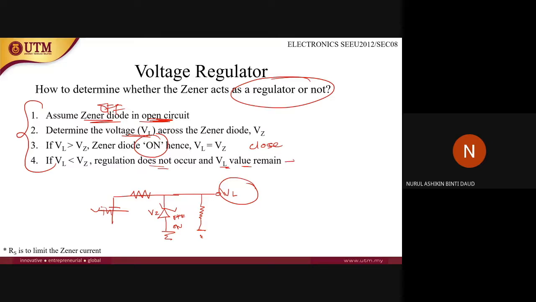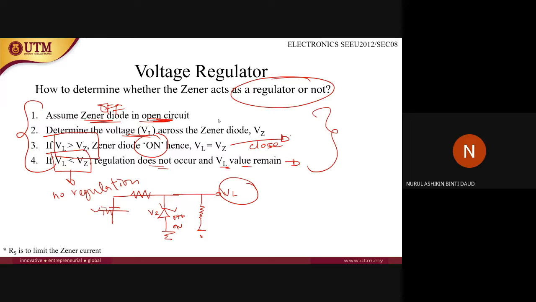So it means at this condition, VL lesser than VZ, there's no regulation, so the Zener will not act as a voltage regulator. But if VL is bigger than VZ, then the Zener diode is on, and at this condition only, the Zener will act as a regulator. So this is how you determine whether the Zener will act as a regulator or not.